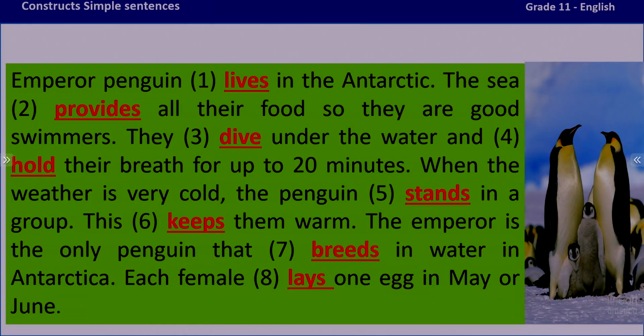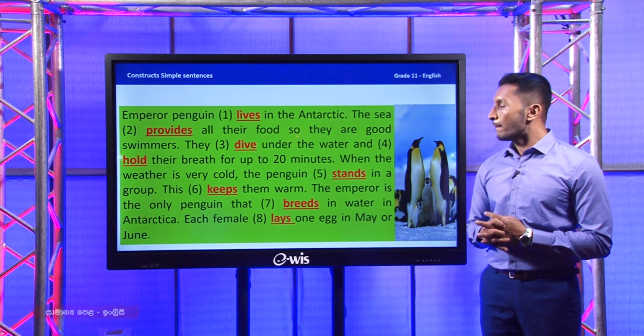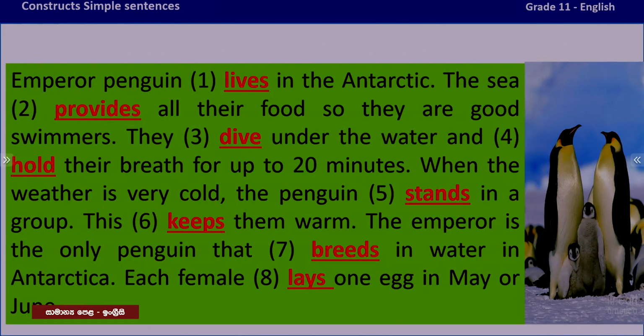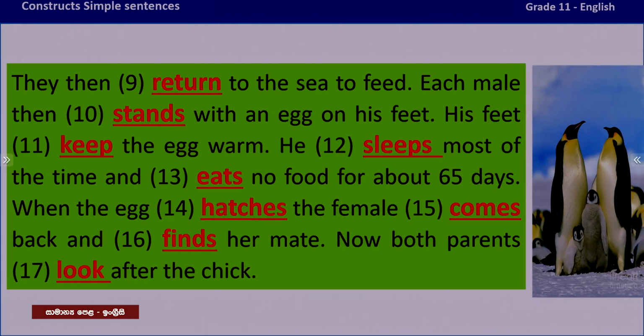The emperor is the only penguin that breathes in water. Again, the action is performed by the emperor penguin. The subject is singular, so I have added s to the verb. Each female lays one egg in May or June. Which lays one egg? Each female. The subject is singular again, so we can see s with the verb. The next part of the passage. They then return to the sea to feed. Who return? They return. The subject is plural there.